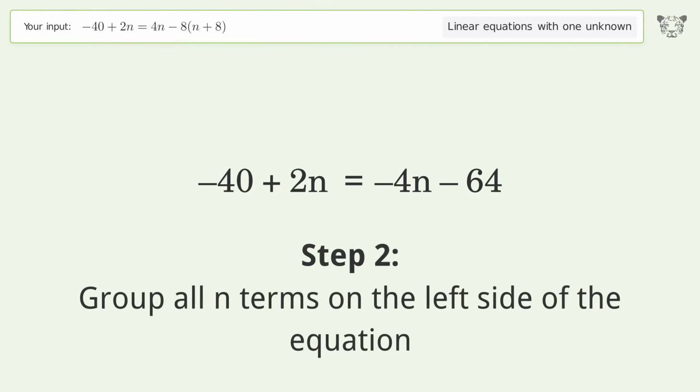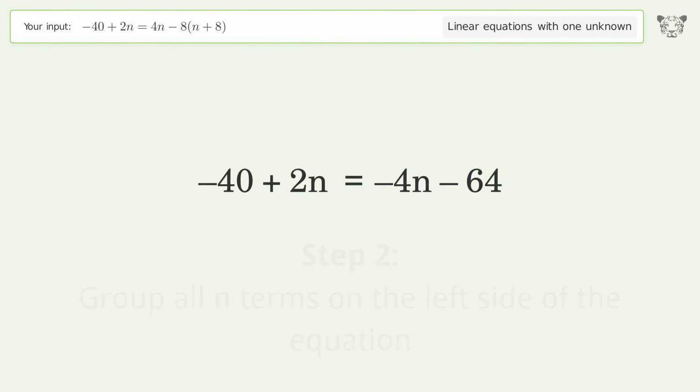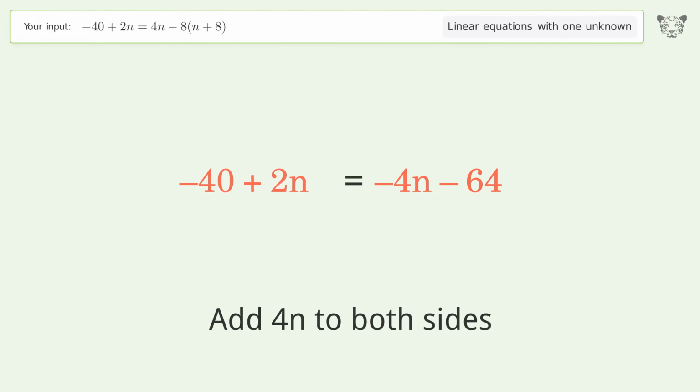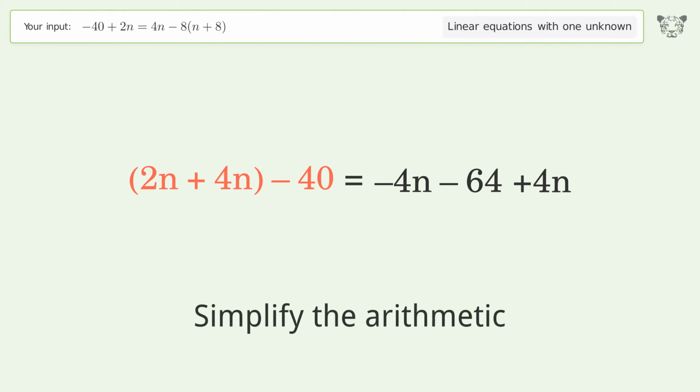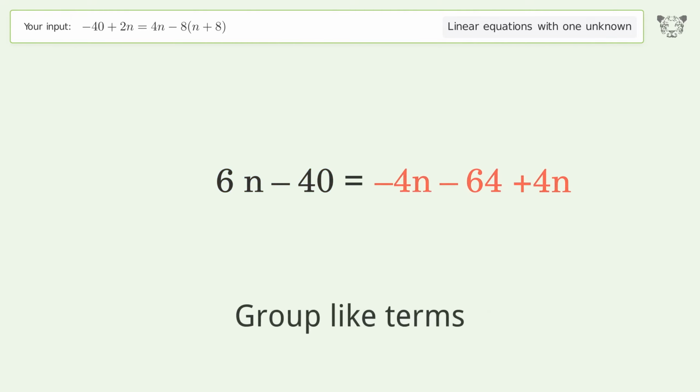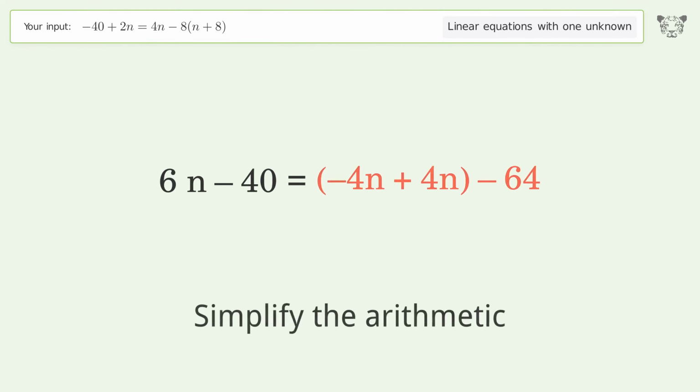Group all n terms on the left side of the equation. Add 4n to both sides. Group like terms. Simplify the arithmetic. Group like terms. Simplify the arithmetic.